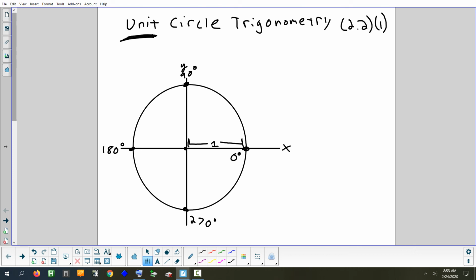Now, you don't have to use 1. You could do radius 2, 3, 4. That's what I'm going to show you on Wednesday. It really doesn't matter what size circle you use. But the easiest way to start out, if you've never done it before, is a circle with a radius of 1. We'll come back to that idea that you could use any radius you want in a couple of days.